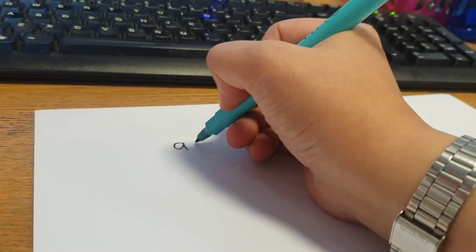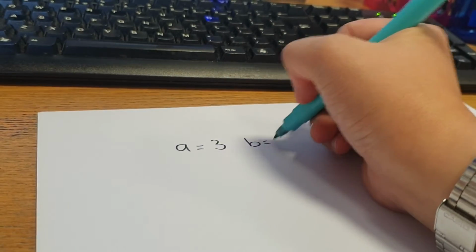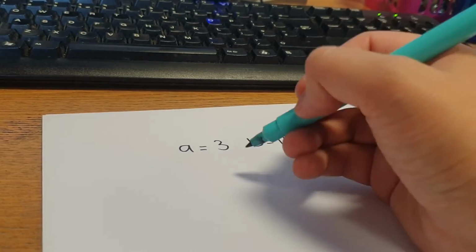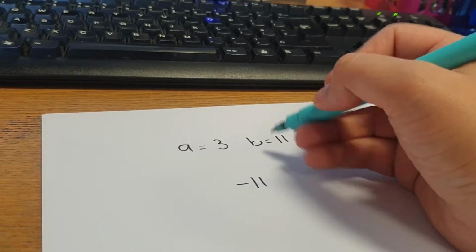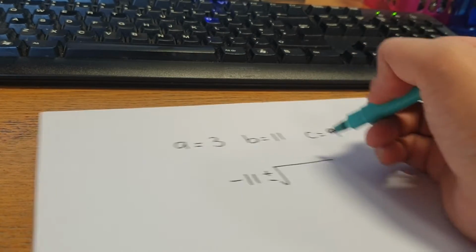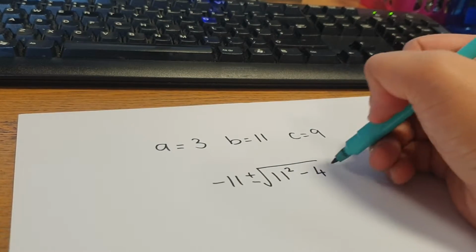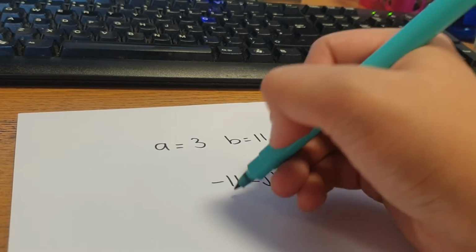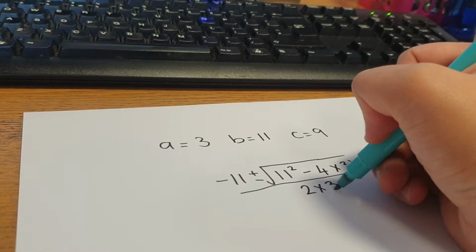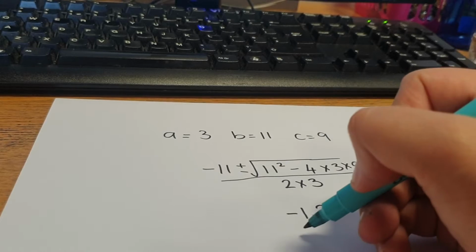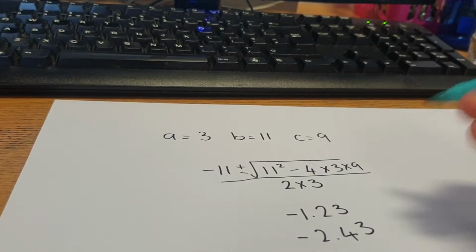The next one, use the quadratic formula. So remember, A is going to equal 3, B equals 11, and C equals 9. Okay, so you put that in the quadratic formula. So minus 11 plus minus. So first we do it plus, then you can do it minus. 11 squared minus 4 times 3 times 9 divided by 2 times 3. And then it says two decimal places, so you should have got this one and this one.